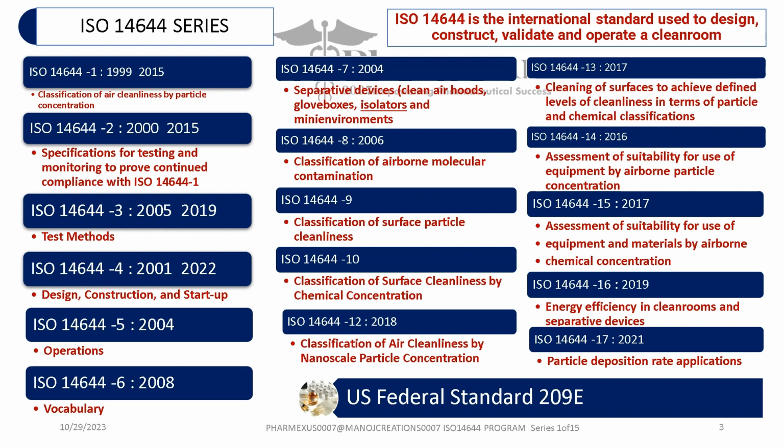The next module is ISO 14644 module number 14, originating from 2016, which gives the assessment of suitability for use of equipment by airborne particle concentration. Next, the ISO 14644 15th module from 2017 covers assessment of suitability for use of equipment and materials by airborne chemical concentration. ISO 14644 module number 16 from 2019 gives energy efficiency in clean rooms and separative devices. And the last one, ISO 14644 module number 17, originated in 2021, gives the particle deposition rate application.